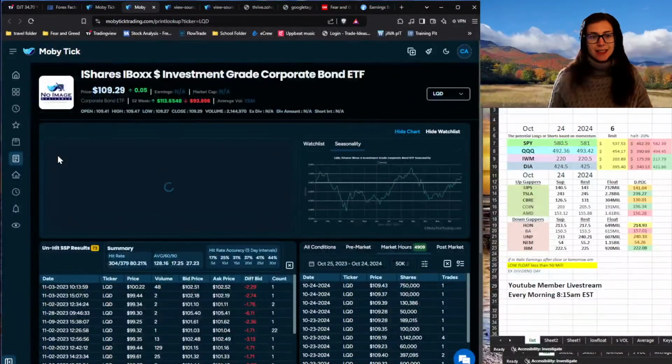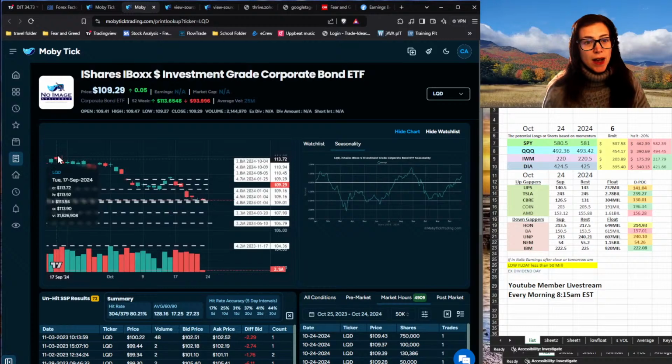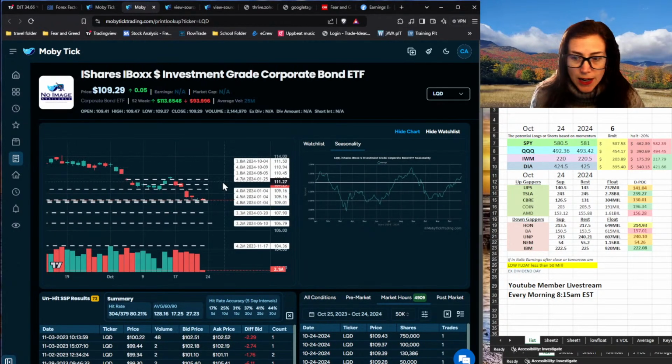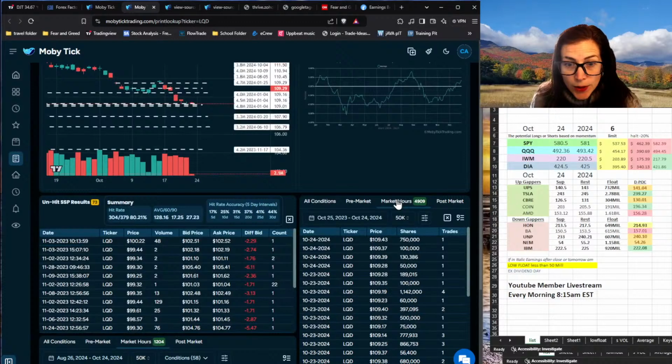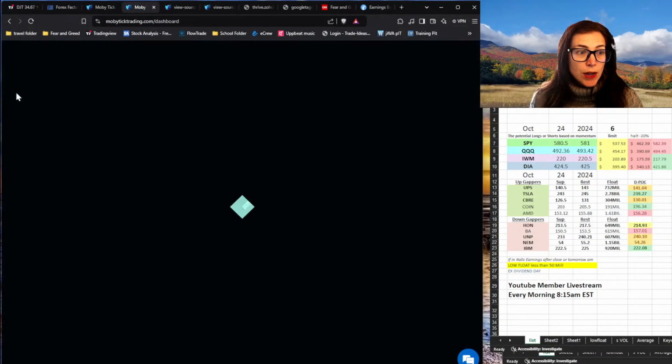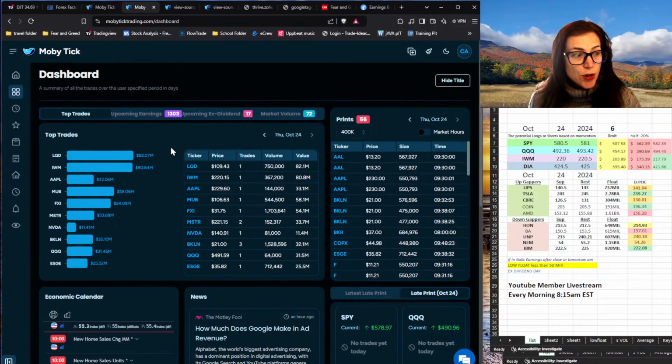As an example, LQD, the iBoxx investment grade corporate bond. So we look at this and we say, all right, here we go. We have all of these big block trades. We have the seasonality of what is going on. We have all the conditions for what is going on right here with the pre-market movers, market hours, how many trades there have been, post-market. All right, so that's an example. We go back to our dashboard. These are the top trades again. Yeah, definitely check it out.